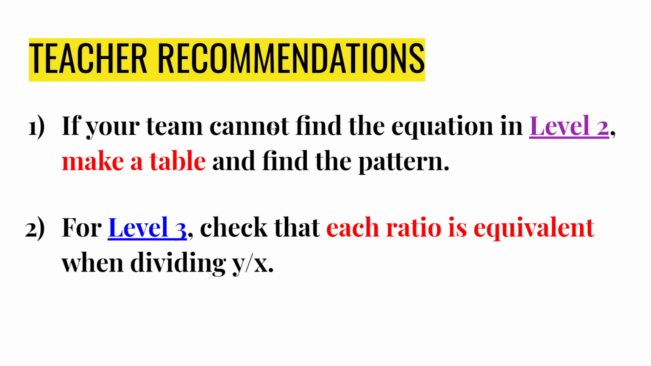Here are some recommendations based on what I saw in terms of the written exit tickets. 1, if your team cannot find the equation in level 2, make a table and find the pattern. I cannot emphasize enough, when you make a table, you can easily find everything else. So you make a table, you find the pattern, then you can find the equation. So make a table first if you're stuck on level 2. For level 3, check that each ratio is equivalent when dividing y over x. So make sure that each of the ratios are the same. If they're not the same, that means the graph is not proportional.